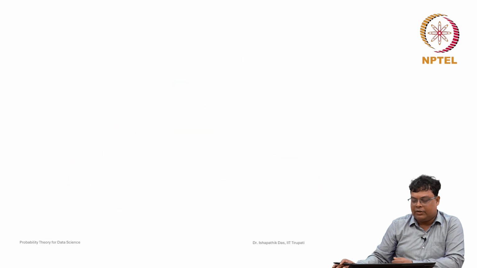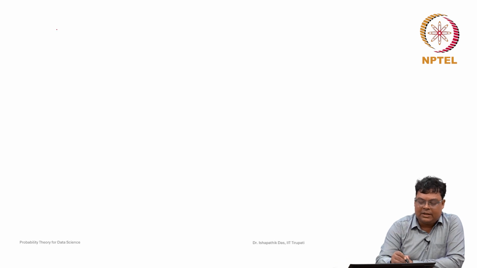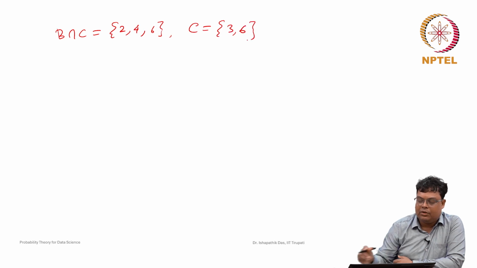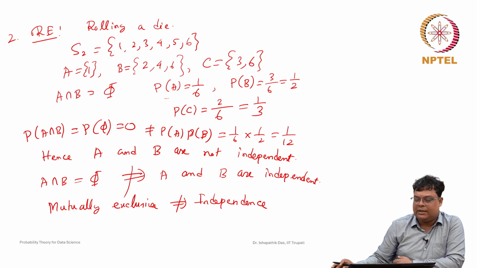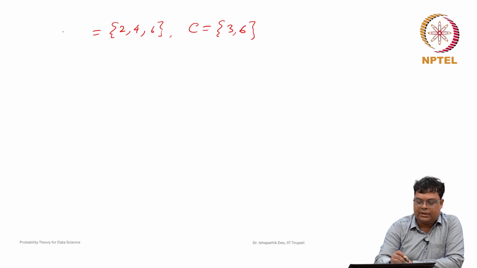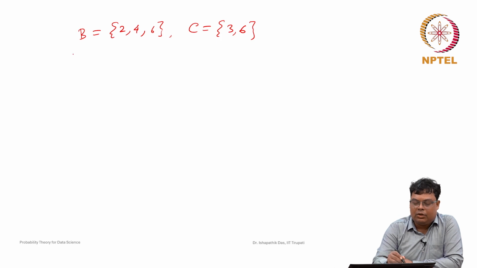Now next let us consider B and C. So what is B intersection C? B is 2, 4, 6 and C is 3 and 6. B intersection C will be, the common point is 6 only.